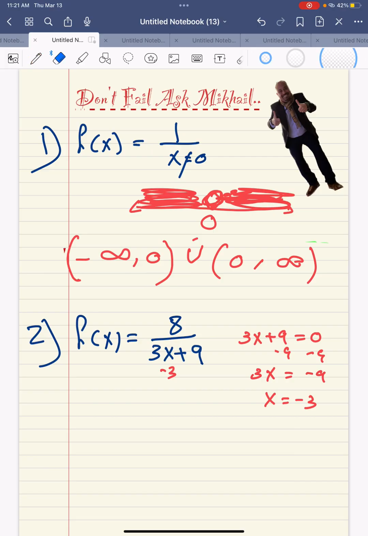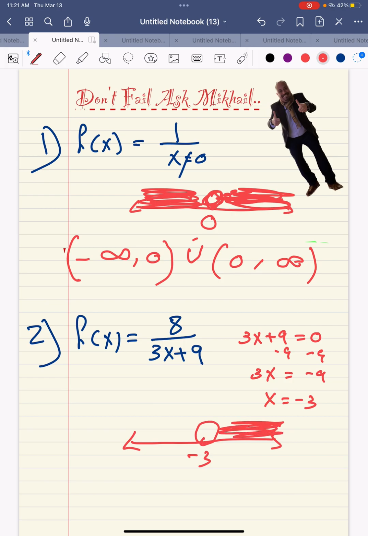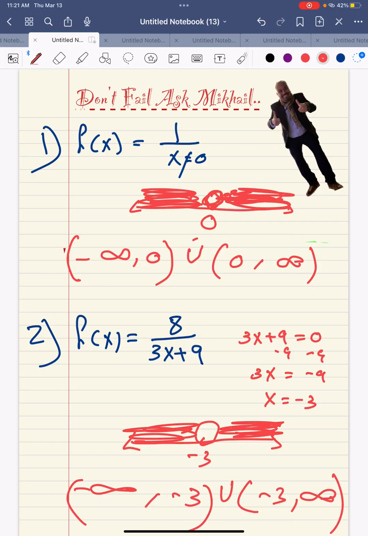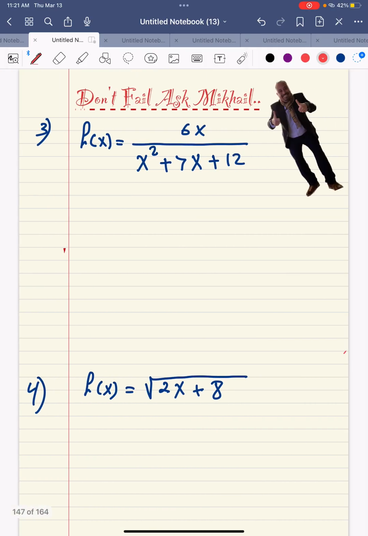So now the domain, if I draw a number line, here is negative 3, circle, you're not including it, anything right and left of negative 3. So that's negative infinity to negative 3, union negative 3 to infinity. So very much I'm saying anything, and because I have parentheses, no bracket, that means I'm excluding the negative 3. Next example, look at this.